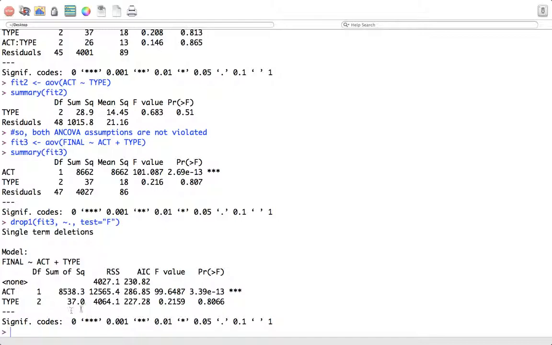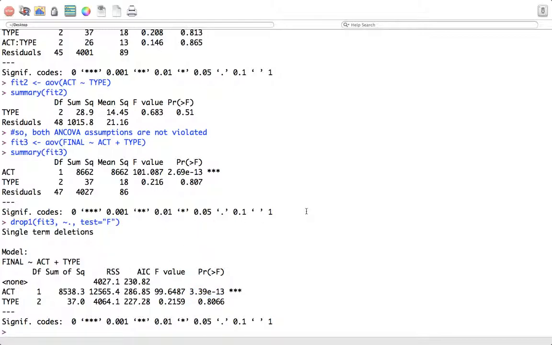In fact, the p-value for the type doesn't really vary at all. You can see the F value is stable. But we do get a little different F value and a little different p-value. Now, in the broader scheme of things, both of these p-values are statistically significant at the 0.001 level. So there's strong support against the null hypothesis.